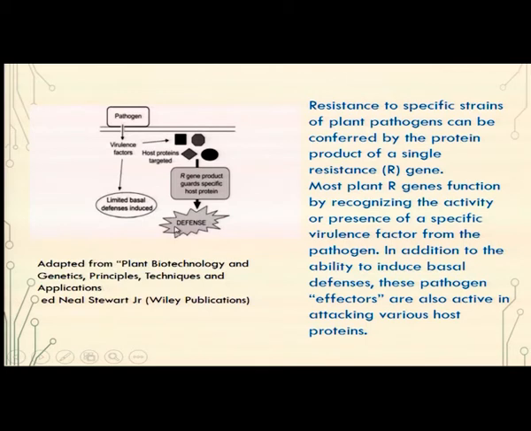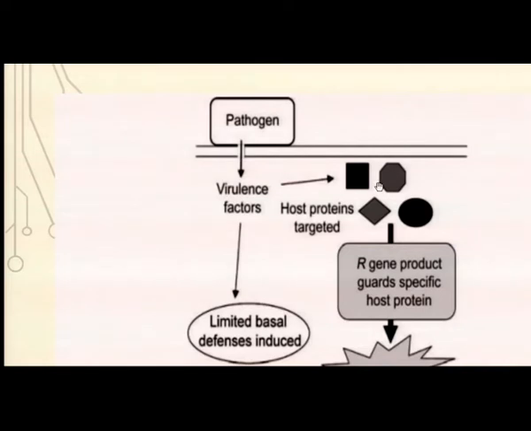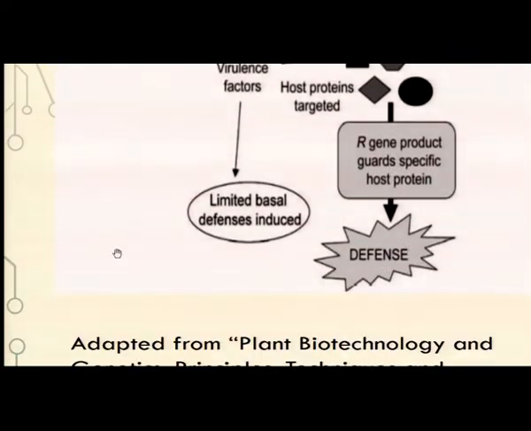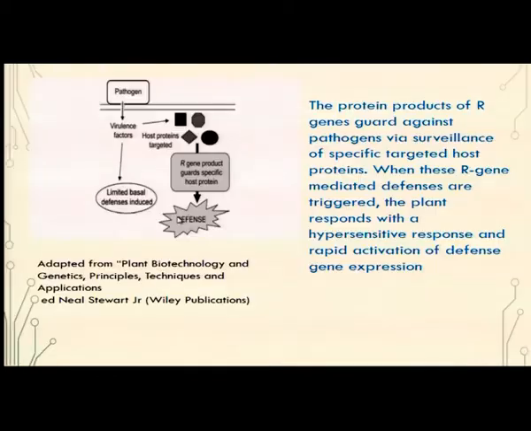So this is what we are trying to explain. You have the pathogen producing the virulence factor. So this will target the virulence factors, which will induce a certain level of defense in the plant. These virulence factors will target specific host proteins, and this R gene is produced which guards a specific host protein, thereby giving defense. So this is the strategy which has been applied. The protein products of R genes guard against the pathogens via surveillance of specific targeted host proteins.